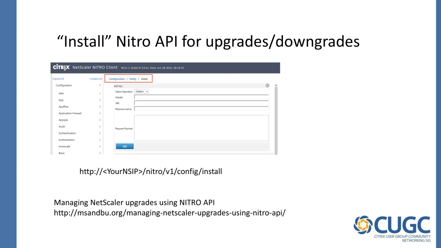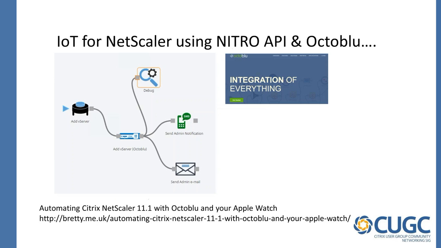Now, keeping in mind that install API, take a look at what Dave has done. It's IoT for NetScaler using Nitro API and Octablue. So Octablue is Citrix's engine for IoT. It's the integration of everything. Not only does it integrate things outside of the Citrix world, but it actually integrates many of the Citrix products themselves to each other. So in this case, and there's a link at the bottom here, Dave created an Octablue flow, which is very simple.